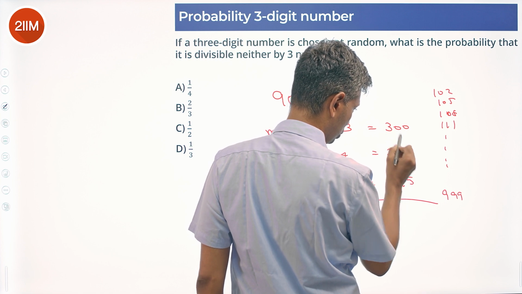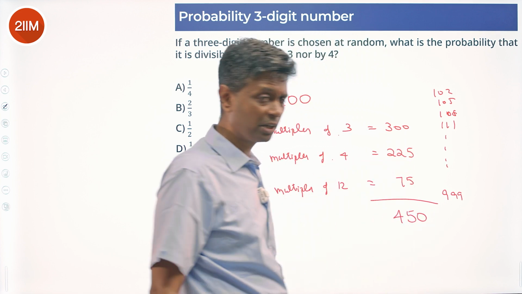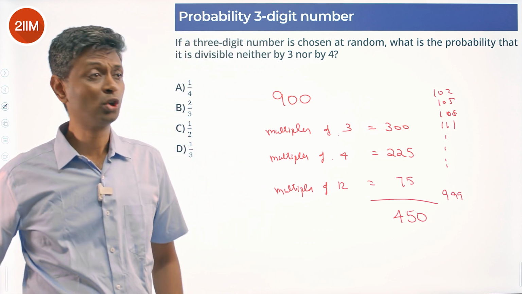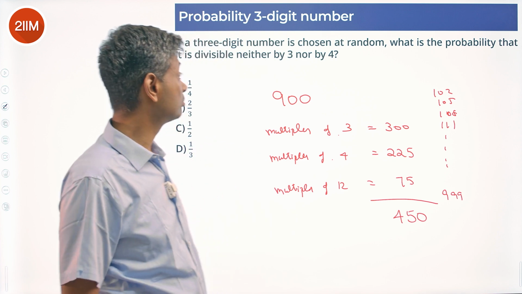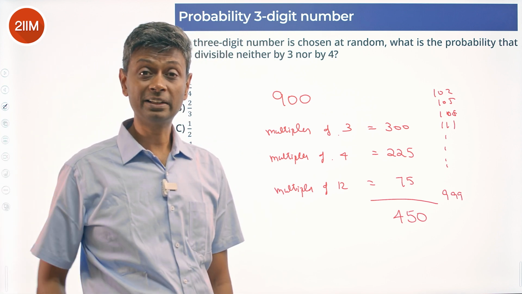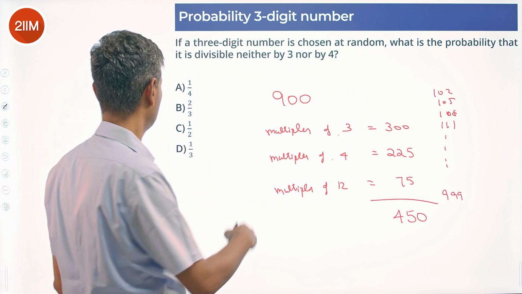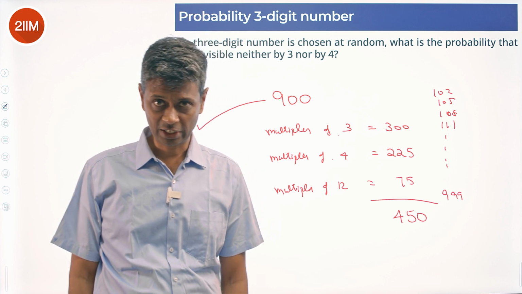300 plus 225 minus 75. That is 225 minus 75 is 150, so 450. So 450 numbers out of 900 are multiples of 3 or 4. How many are divisible by neither 3 nor 4? The remaining 450. What is the probability? 1 by 2. Half the numbers satisfy our condition.